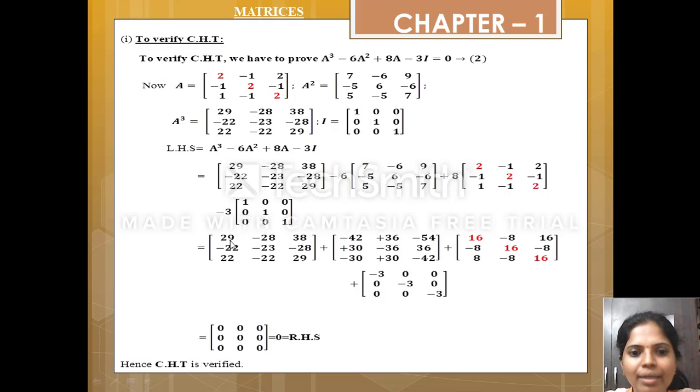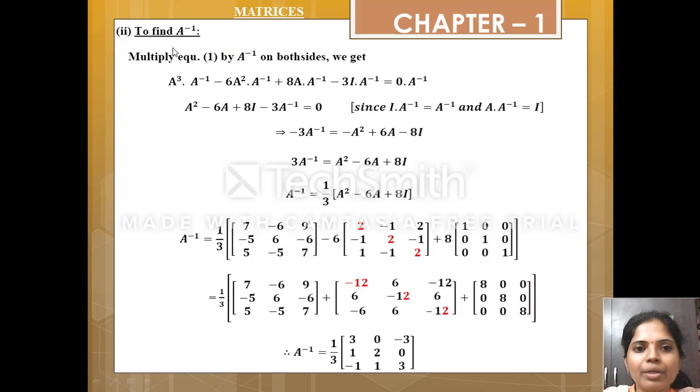So how can we add? You add one by one. Here the first element is 29, here minus 42 plus 16, then minus 3. So our answer is 0. Similarly, you take the second element of each matrix and add, getting 0. Similarly, you do the same process. Here you see all elements are 0, 0, 0, 0. So actually this is called the null matrix. The null matrix we can write simply as 0. So you're getting the RHS. So LHS is equal to RHS, so Cayley-Hamilton is verified.